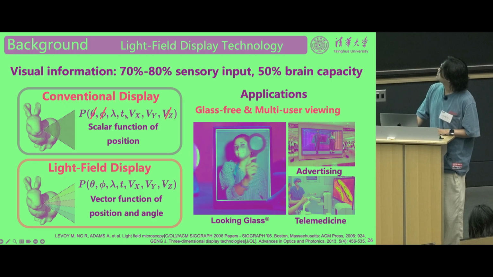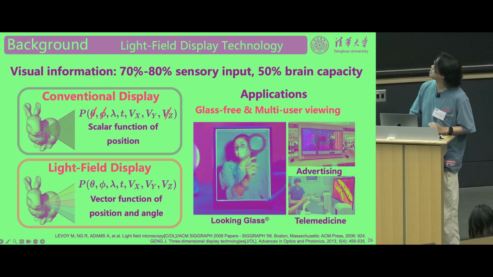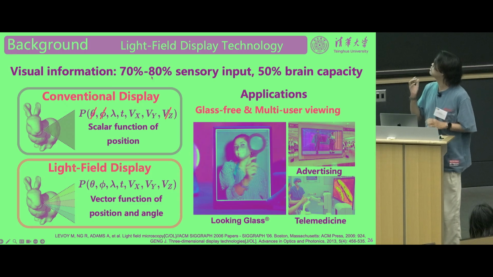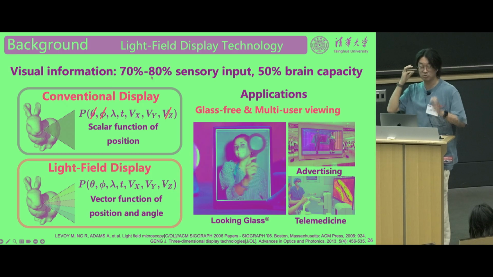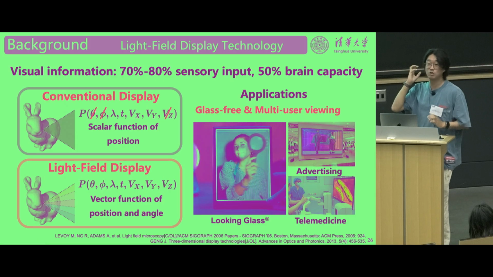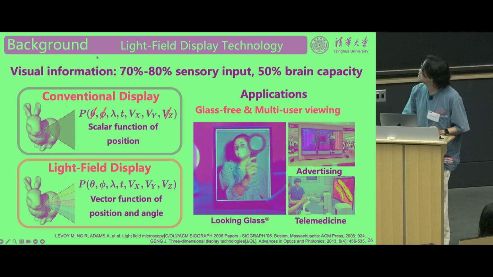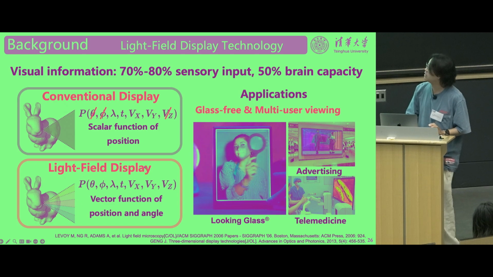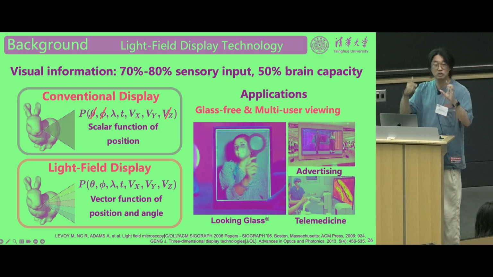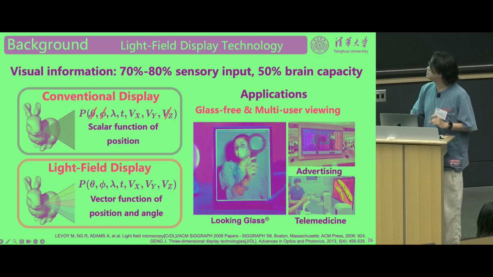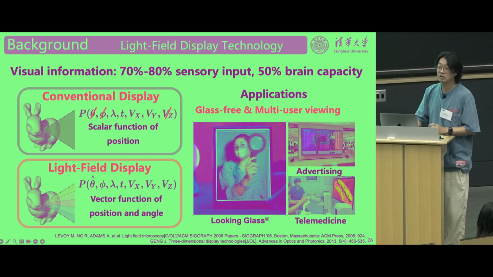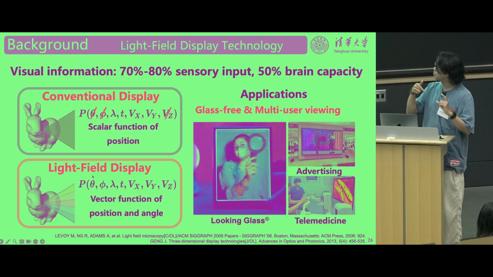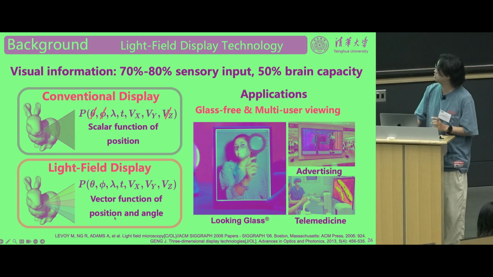Human visual information is around 70 or 80% of our sensory input. Our brain handles a lot of visual information all the time, and visual information has many factors, for example angle, color, intensity, and position. However, conventional displays are only 2D, which is very limited information. But light field display can offer very rich information, something like a vector function of position and angle.